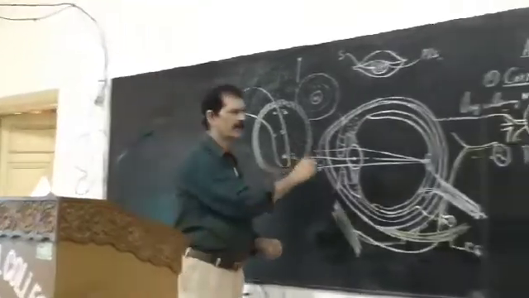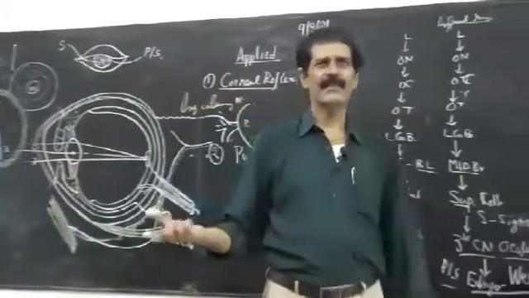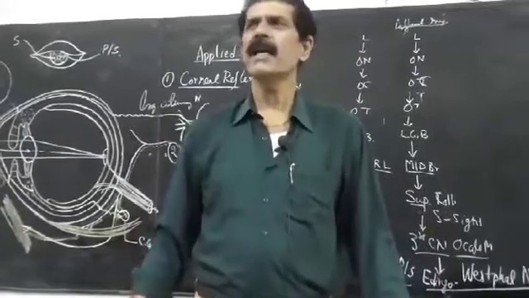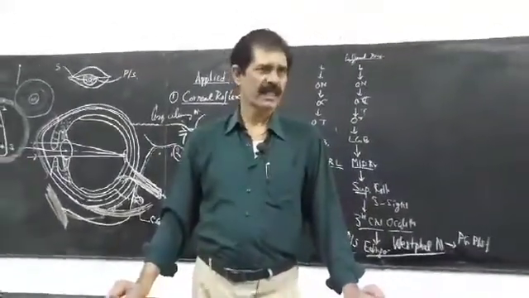So now the circular muscles will contract and bring about the constriction of the pupil. This is called the direct light or pupillary reflex.